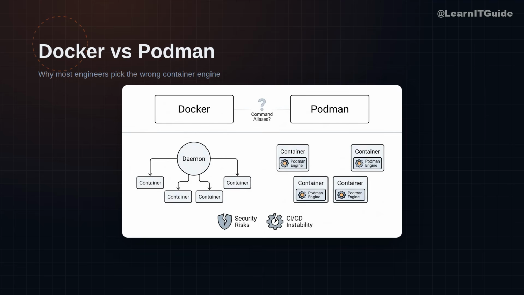Most engineers get this comparison wrong. They assume it is just about command aliases. But the reality is that choosing the wrong one can lead to massive security holes or breaking changes in your CI/CD pipeline. I have seen teams migrate to Podman to get away from a daemon, only to realize their entire deployment script was hard-coded for the Docker socket. That is exactly what we are going to fix today.